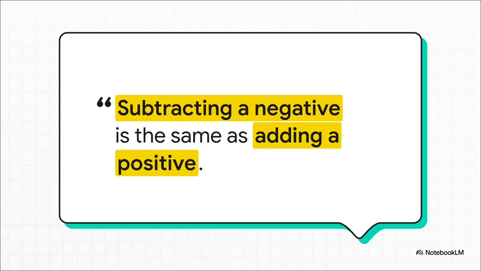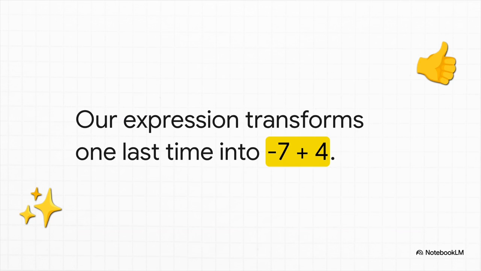Okay, so here's a crucial point where people sometimes get tripped up. What do we do with these two negative signs right next to each other? Well, there's a fundamental rule in math that you've got to remember. Subtracting a negative number is the exact same thing as adding its positive version. So when we apply that rule, our expression changes one last time. That minus -4 actually becomes +4. So now we have -7 plus 4, a much easier problem to solve.